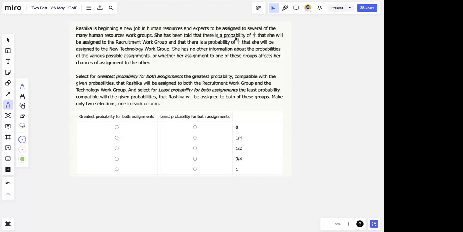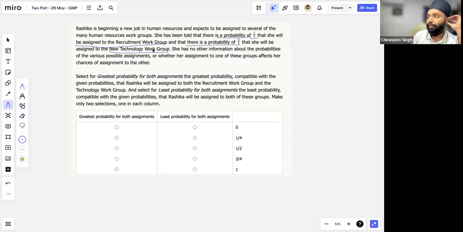So we can mention RG probability is 1 by 2, and that there is a probability of 3 by 4 that she will be assigned to the new technology work groups. So there are two kinds of groups given, and separate probabilities of assignment to those respective groups are given. Okay, and she has no other information.